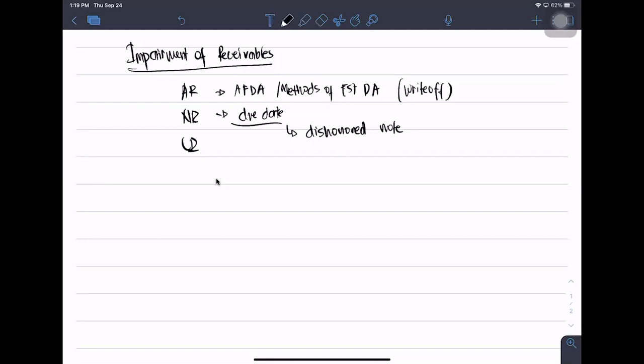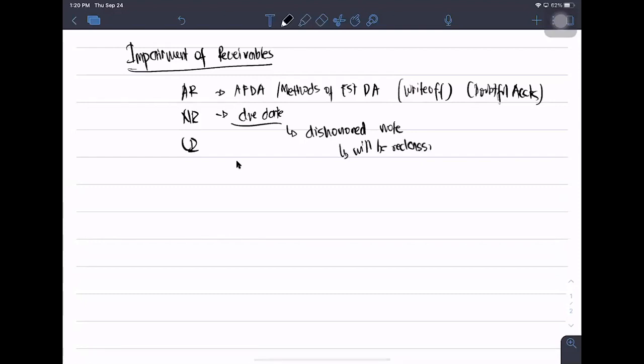While for AR, we call it doubtful accounts, di ba? Doubtful accounts. Sa NR naman, ang tawag natin sa kanya ay dishonored note. Ano namang mangyayari pagka dishonored yung ating notes? Pag dishonored yung ating notes, hindi natin siya i-write off as loss as compared to AR. Pagka total doubtful siya ng AR, hindi mo na makokolekta, kaya i-write off natin. Pero sa NR, anong gagawin natin? I-write off din ba natin or tatanggalin ba natin yung NR? The answer is no. The dishonored note will be reclassified as part of AR.